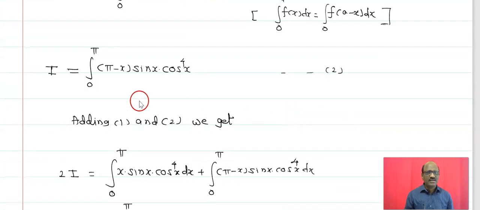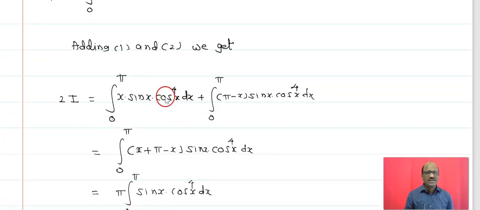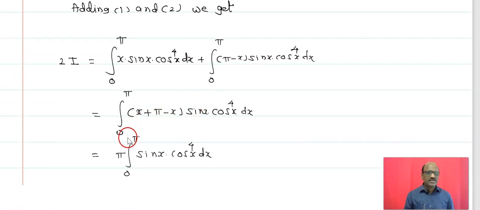Now add the first and second equations. Then you will get I plus I, that is equal to 2I, which is the integral 0 to pi of x sin x cos of x raised to 4 dx plus the integral 0 to pi of (pi minus x) sin x into cos of x raised to 4 dx. If we add this and take the integral sign common, it is 0 to pi of (x plus pi minus x) sin x into cos of x raised to 4 dx, and x minus x gets cancelled. You will get pi times the integral 0 to pi of sin x into cos of x raised to 4 dx.